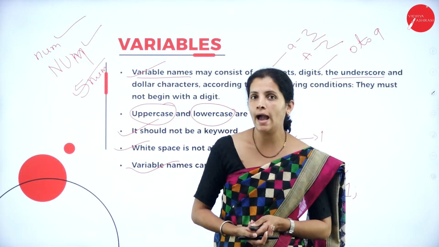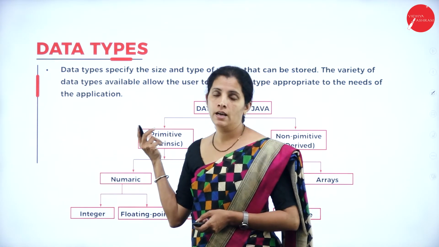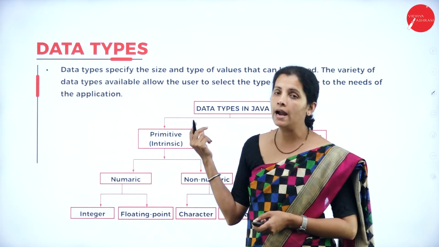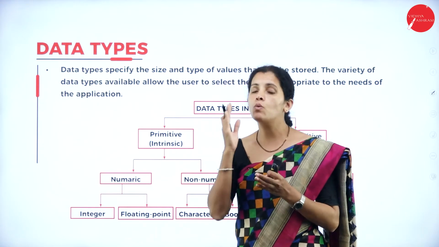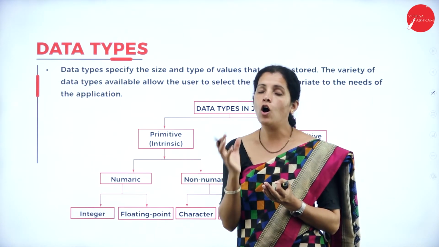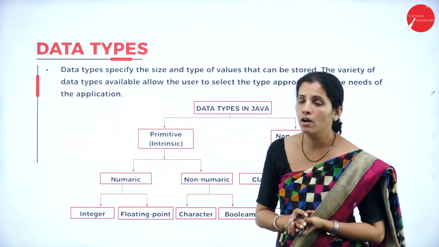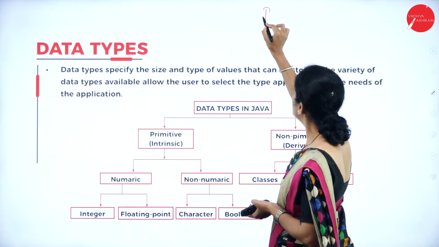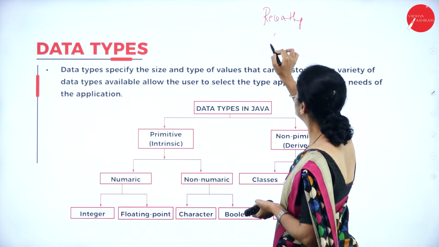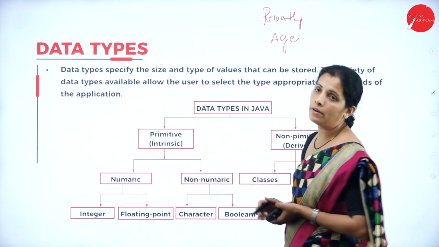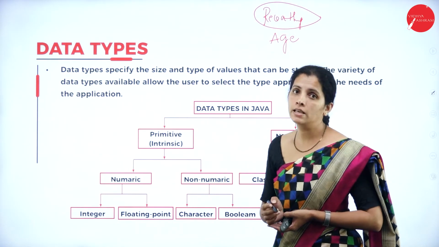Next, I'm going to have data types. So what is a data type? As the name itself indicates, it's mainly used to identify the kind of data. That means it's used to identify a particular kind of data. For example, think that I have name and I have age. Now tell me what kind of data it is. It is nothing but the string.